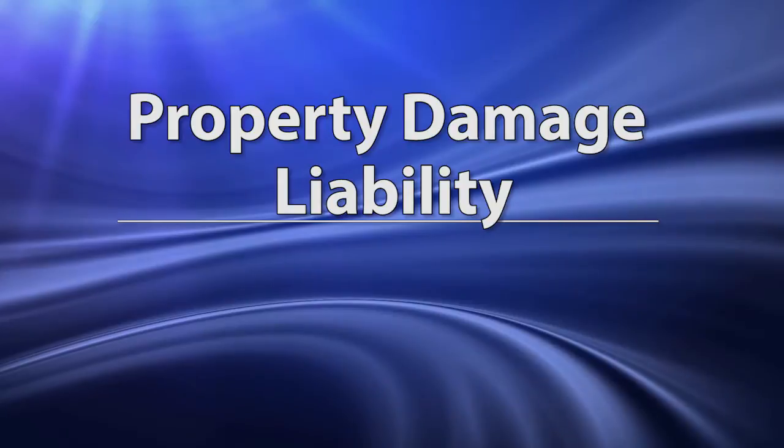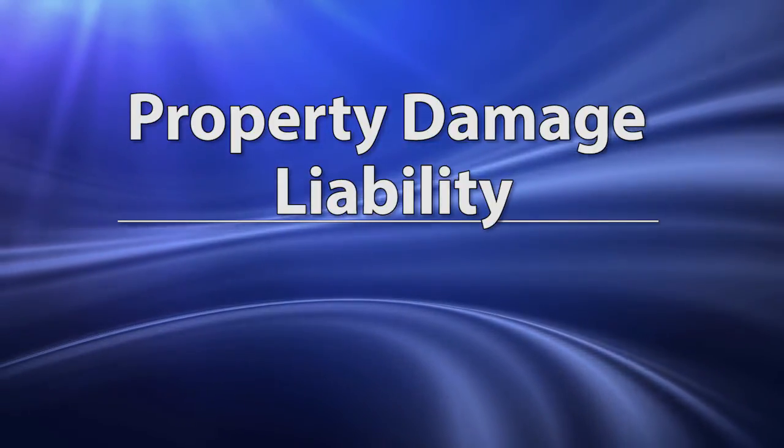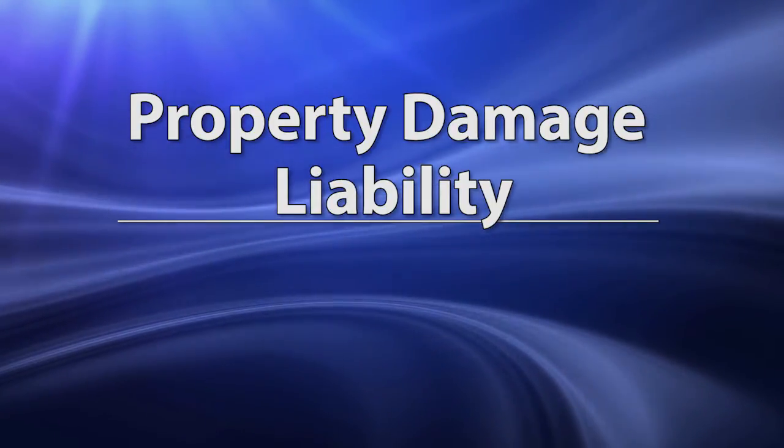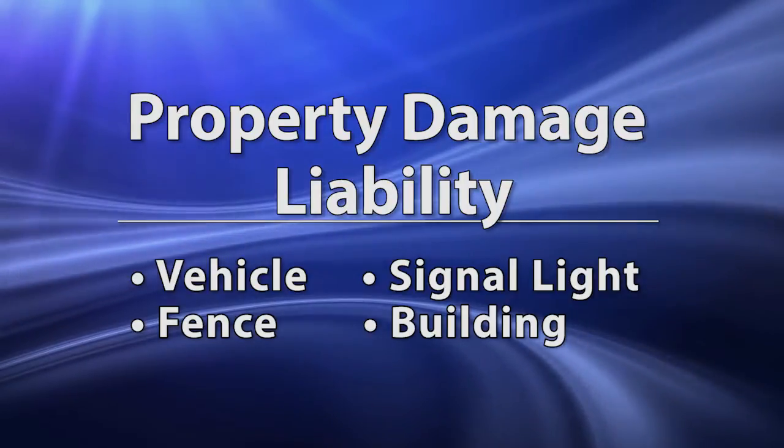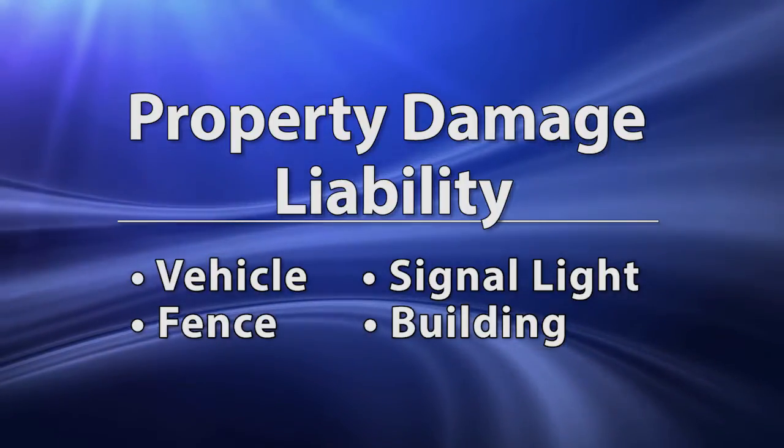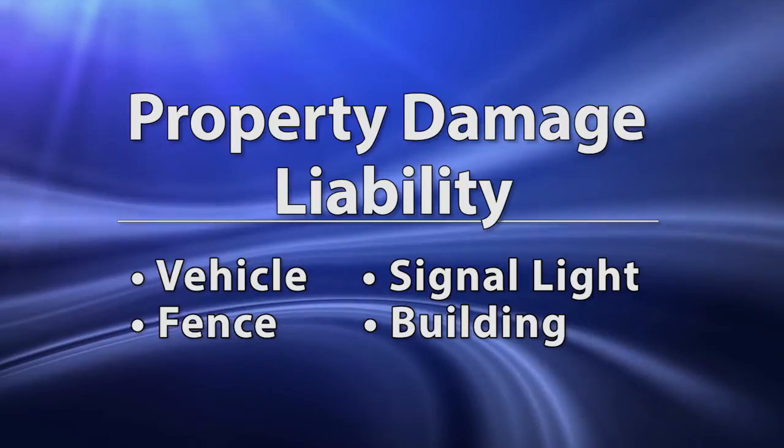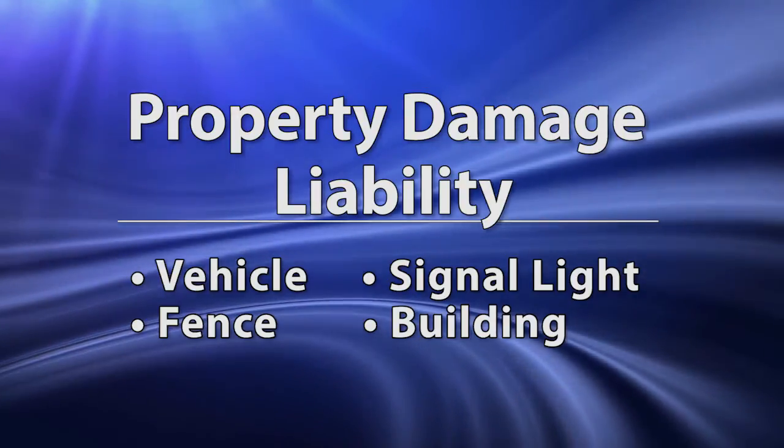Now let's shift gears and talk about property damage liability. This coverage becomes active when you or your family member causes damage to someone else's property. That can include a vehicle, fence, signal light, and even a building. Property damage liability coverage pays to repair or replace property.